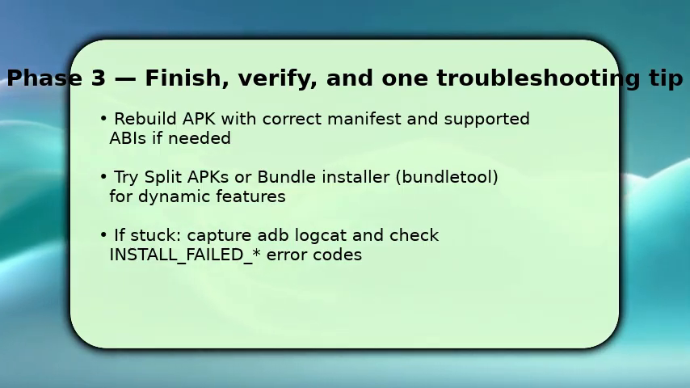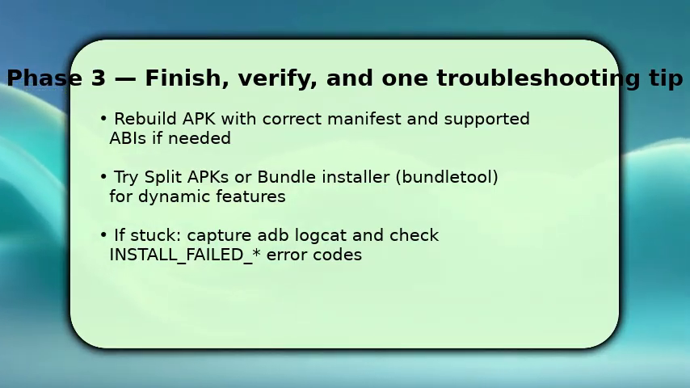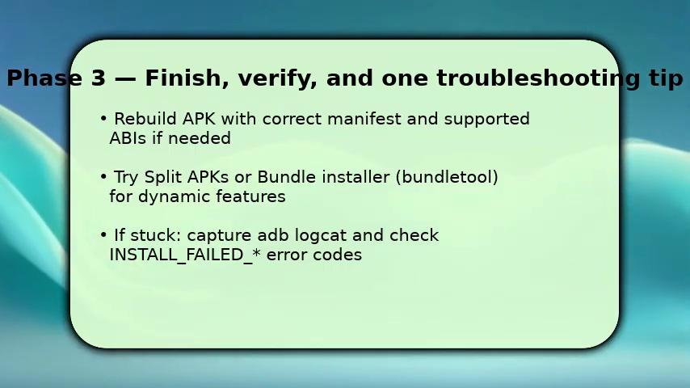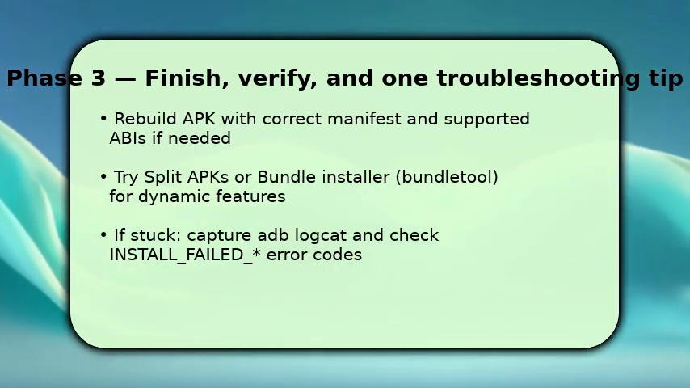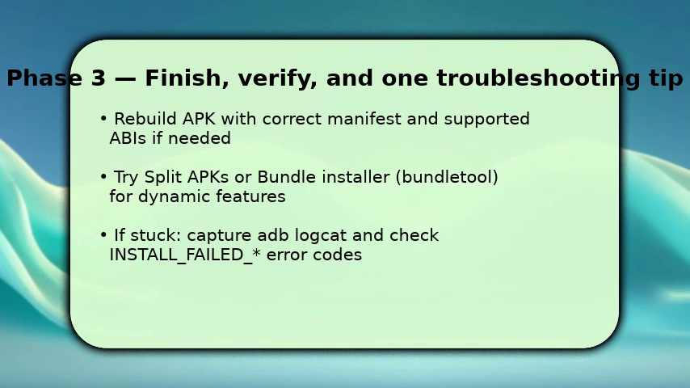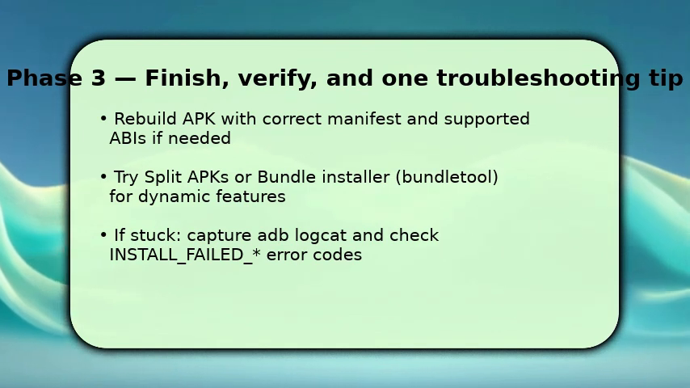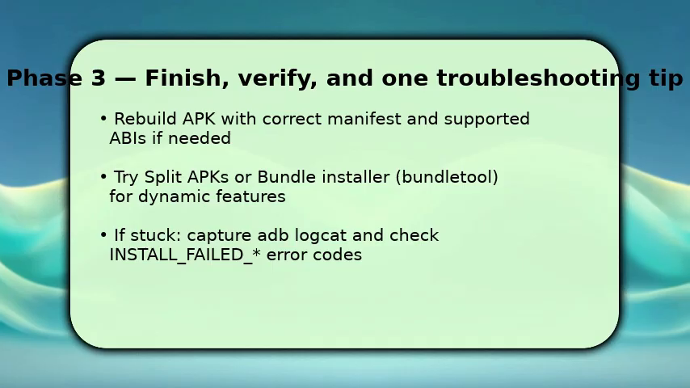If not, capture an adb logcat while attempting install and look for INSTALL_FAILED_* error codes. They tell you the exact cause. One key troubleshooting tip: when encountering signature or native ABI errors, rebuild the package with matching keys and include proper native libraries. Then retry installation.